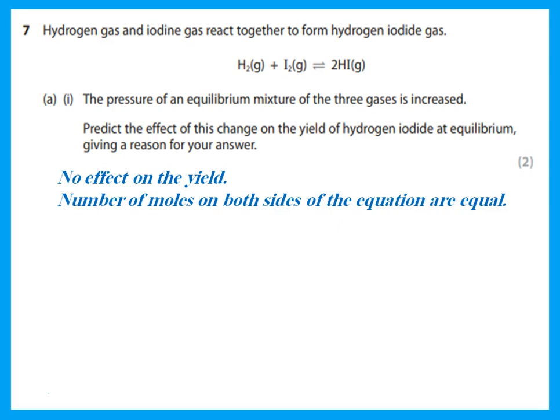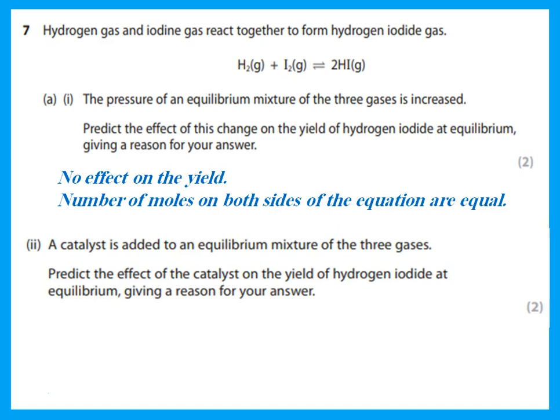Remember, the word yield means the mass or the amount of product. So if I increase pressure for this reaction, there is no effect. It will not go forward and it will not go backward. Why? Because it has the same number of moles on both sides of the equation.